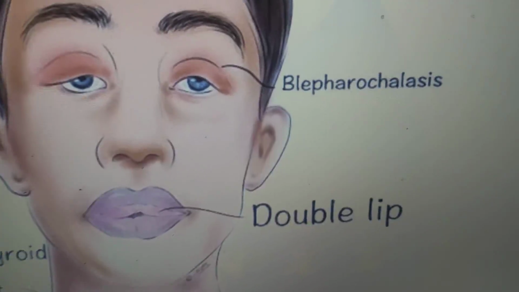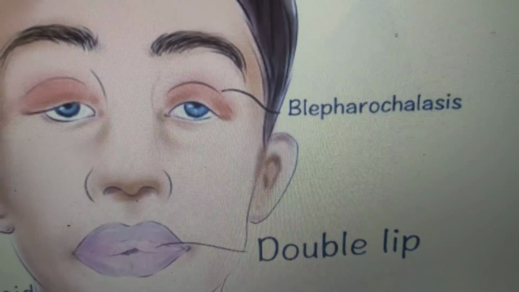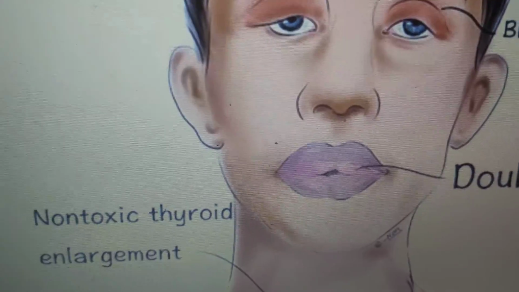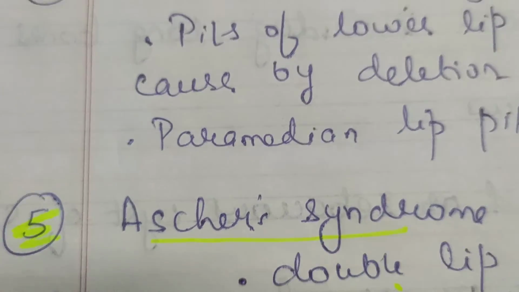Okay, and then blepharochalasis. Okay, there will be a fall of the upper eyelid and non-toxic thyroid enlargement. Okay, so this is all about Ascher syndrome.